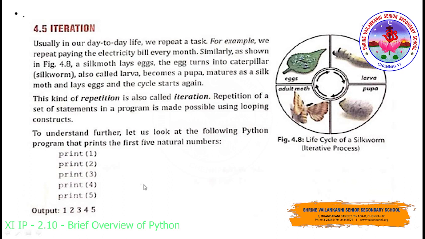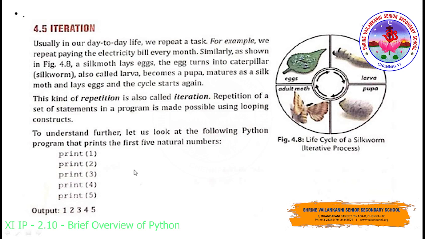You can even take the example of the life cycle of a butterfly. The butterfly will lay eggs first, and that turns into a caterpillar, which is also called a larva, that becomes a pupa, where it matures as a silk moth or the butterfly. And again the butterfly will lay eggs, and the cycle starts again. So the cycle repeats again and again, right? This kind of repetitive process is called iteration, or you can also call it the looping process.